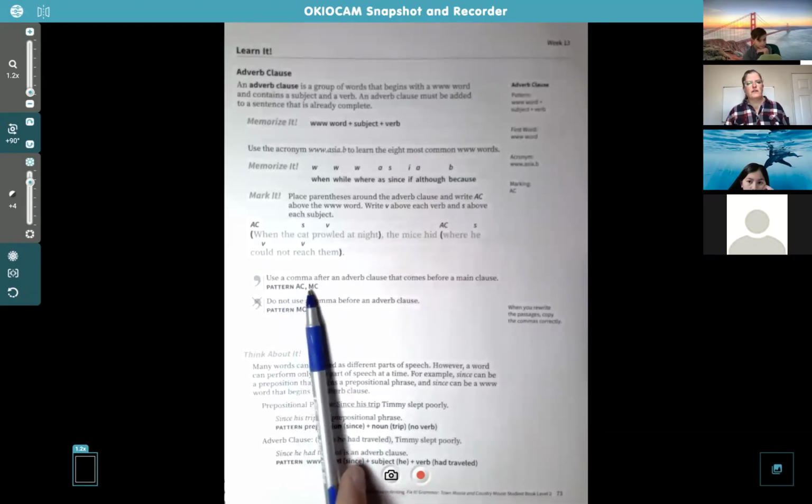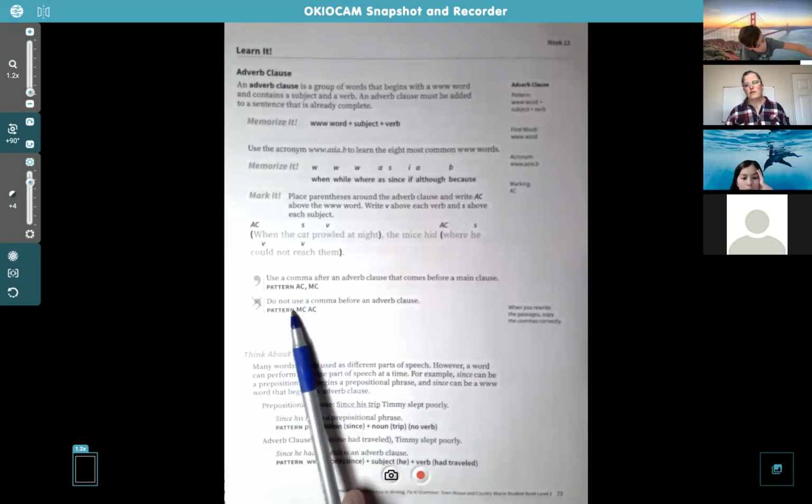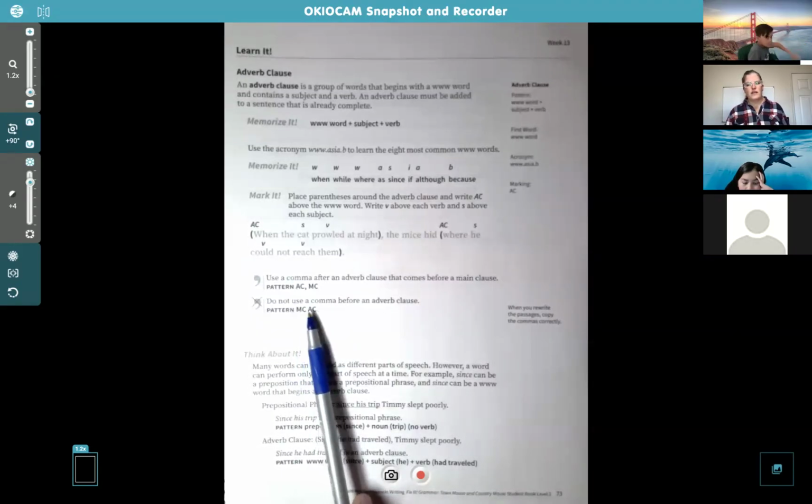So the pattern here is if the adverb clause comes first, you need a comma. So it's AC, comma, MC. That's main clause, okay? So if it's adverb clause, comma, main clause. If it's the other way around and the main clause comes first, you don't need a comma. It's just MC, AC. No comma in that one.